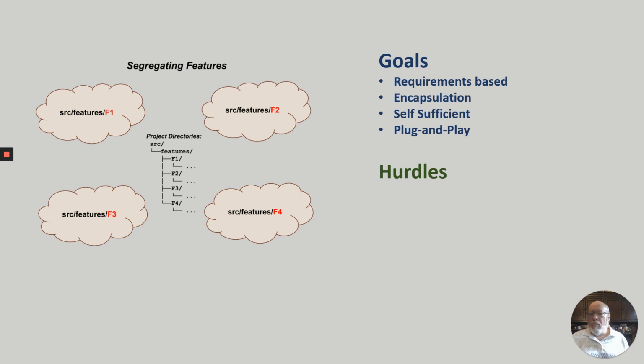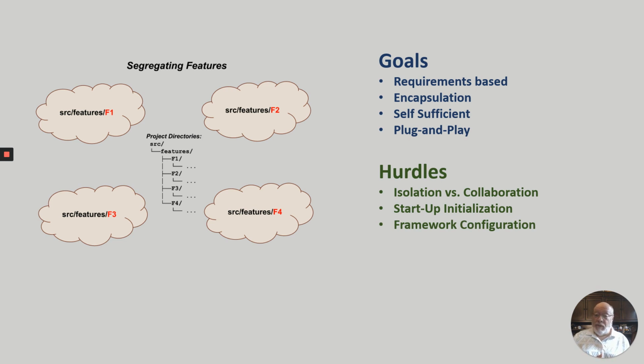Well, as it turns out, there are a number of hurdles that we need to overcome in order to accomplish these goals. As an example, how do we reconcile the fact that we want our features to be isolated, and yet we know they need to collaborate with one another in some fashion? As I mentioned earlier, we'd like to encapsulate the startup initialization within the various features that require it.